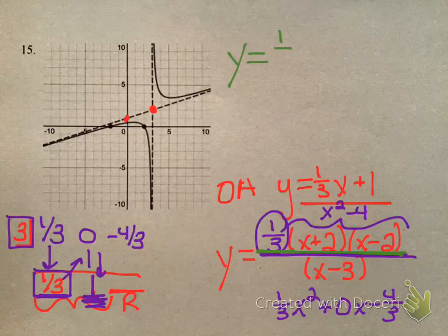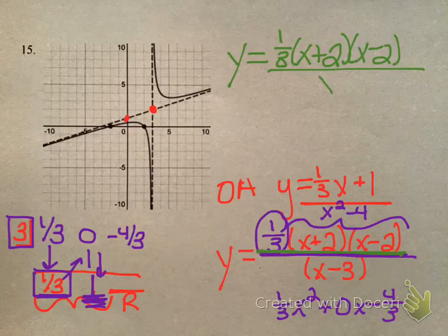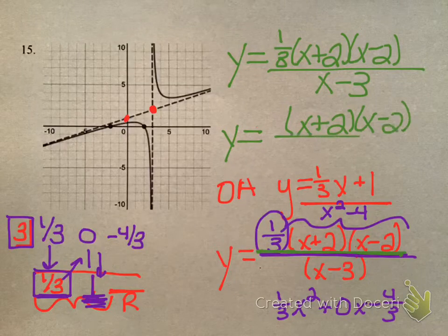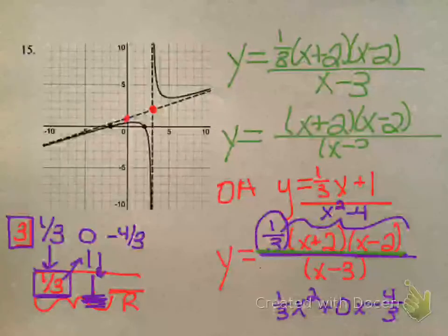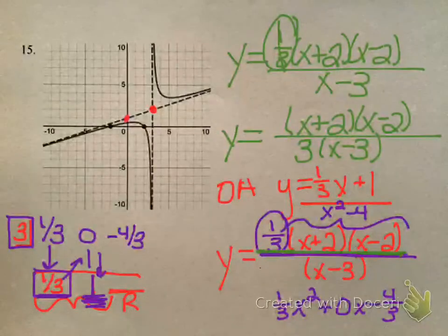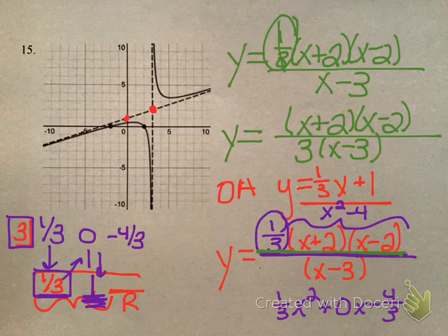Instead of having 1/3 (x plus 2)(x minus 2) over (x minus 3), what we would do instead is write the x plus 2, the x minus 2, and the x minus 3, and instead of having a 1/3 up here, we would put a 3 down here. The logic for that is that it is a simplified version of the equation. You don't have embedded fractions in it.